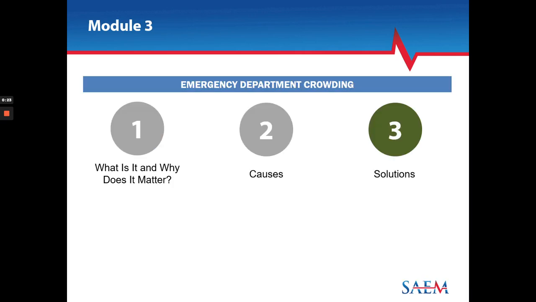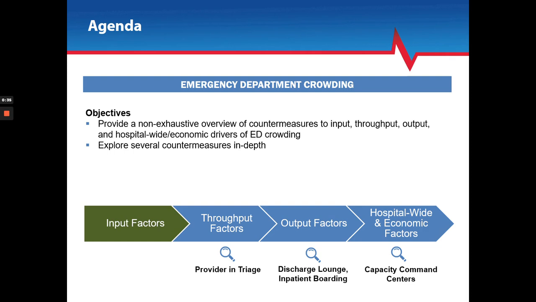This is Module 3 in a three-part series on ED crowding. In Module 1, we defined ED crowding and examined its impact. In Module 2, we discussed the drivers of ED crowding. And in this module, we'll explore countermeasures to each of these drivers. Today, we'll provide a non-exhaustive overview of countermeasures to crowding. We'll also explore several of those countermeasures in depth.